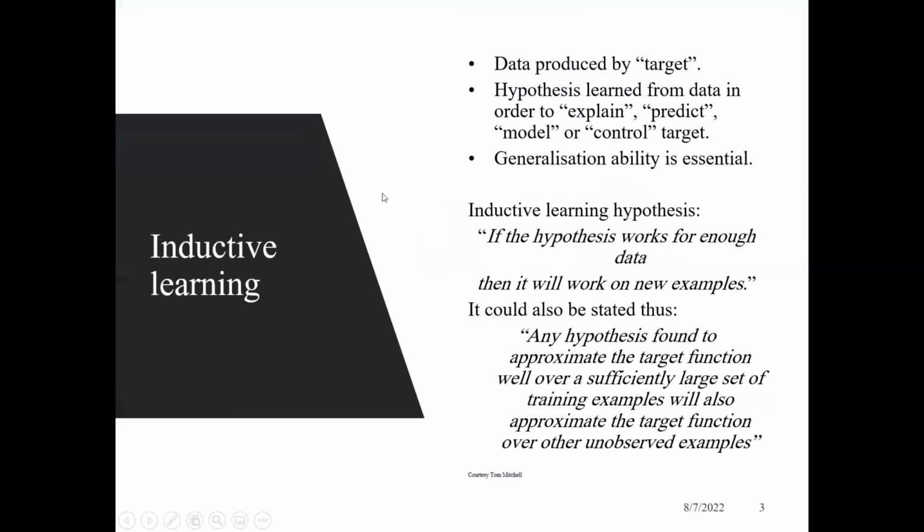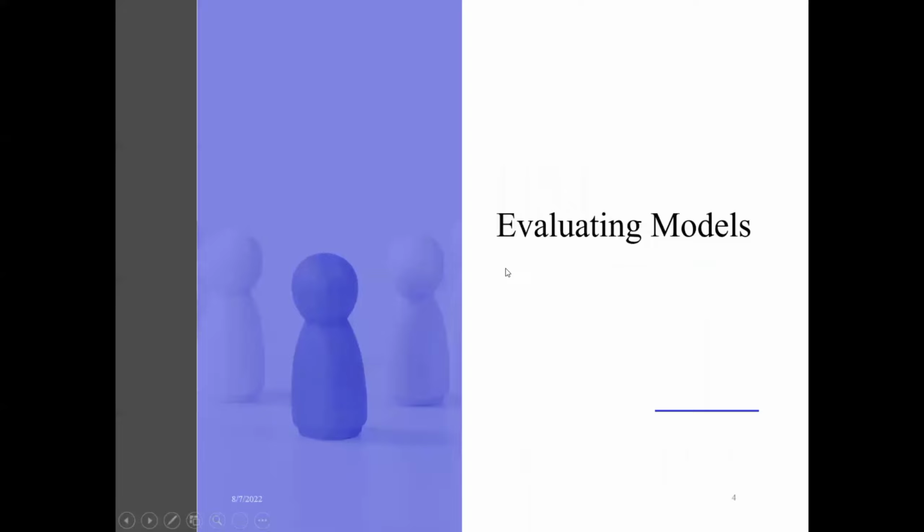Now, this will lead us to the concept of the inductive learning hypothesis, which I mentioned is really very important. It is a kind of summary of the way that machine learning really works. It says that if the hypothesis works for enough data, then it will work on new examples, which is why we usually divide our data into two, or as the case may be, we want to see what options we can use in checking this. So that is why we are going to first of all look into evaluating models.